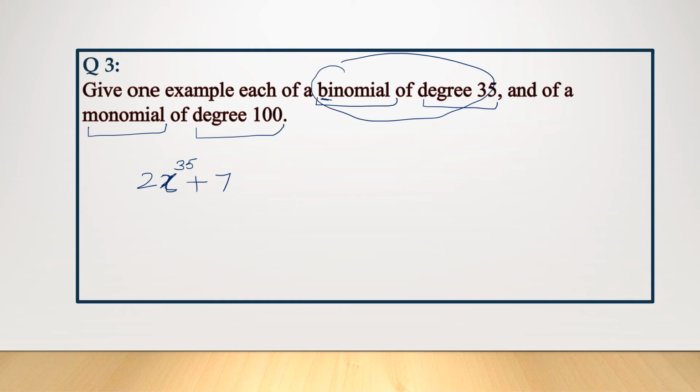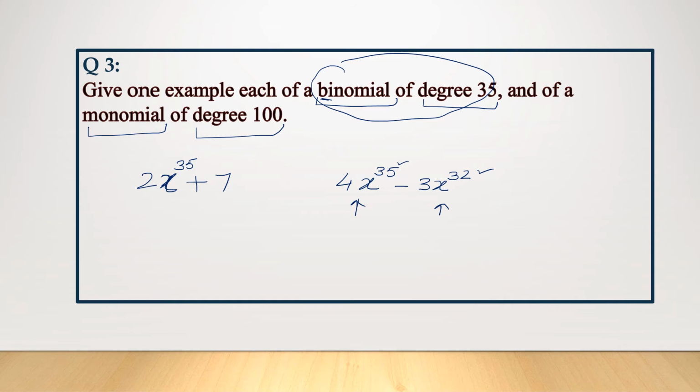Now let's consider another example. We can write 4x raised to the power 35 minus 3x raised to the power 32. Now see, there are two terms, so it's a binomial, and the exponent here is 35 and here it is 32. Highest is 35, so this is a binomial of degree 35. So you can write as many as you want.